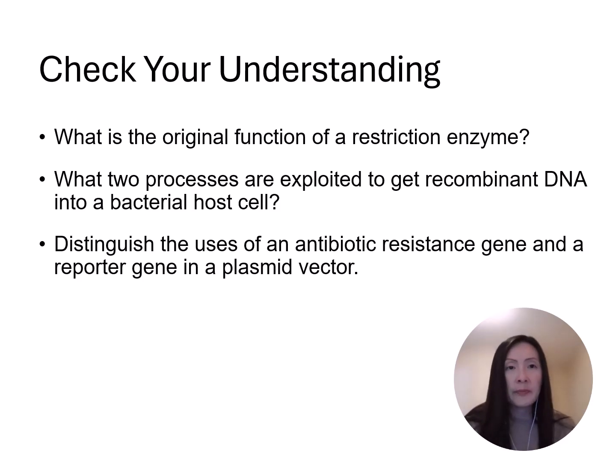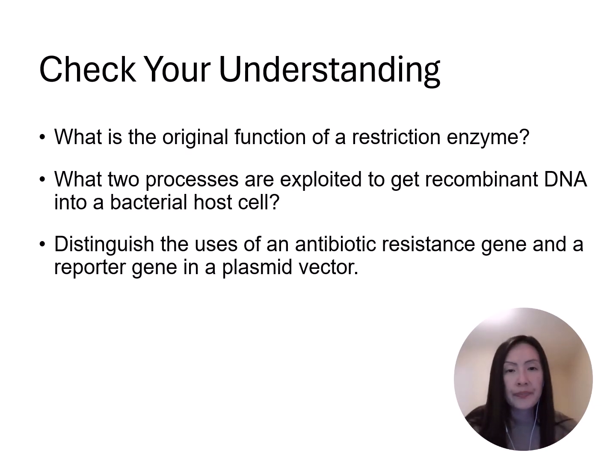In the next question, it asks, what two processes are exploited to get recombinant DNA into a bacterial host cell? So we exploit the process of transformation, right? We can take up free plasmid DNA, and we either have naturally competent bacterial cells or we make them artificially competent through chemicals or electroporation. We can also use the processes of conjugation or transduction, right? Transferring recombinant DNA through cell-to-cell contact through that F plasmid, that's conjugation, or through bacteriophage infection, that's transduction.